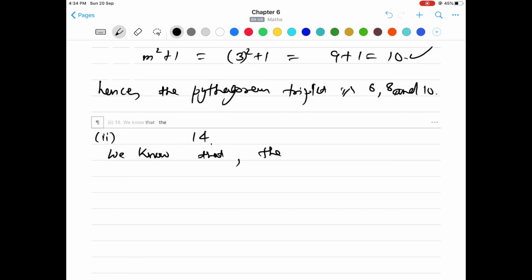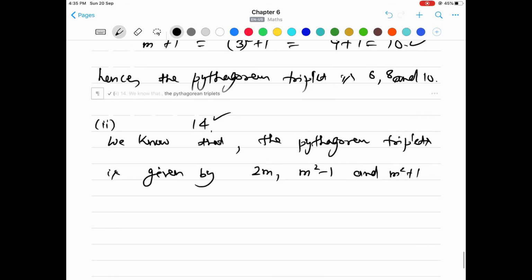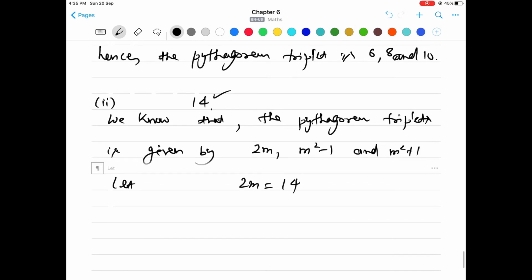the Pythagorean triplet is given by the three numbers, which are 2m, m square minus 1 and m square plus 1. Again we don't know which number this 14 is representing. So we assume that 2m is 14. From here m is 14 by 2, which is equal to 7.